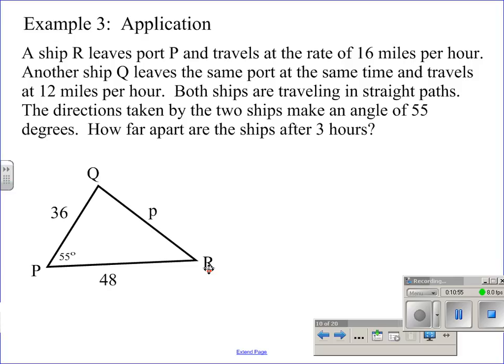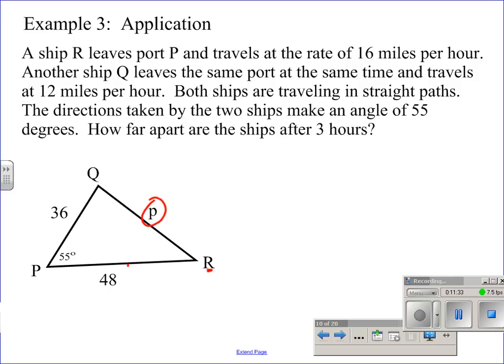So I gave you a little more information here in this diagram, but if you're traveling at 16 miles per hour here, and it's going to tell you in just a few minutes that you're traveling for 3 hours, then 3 times the 16 is going to give you 48, and another traveling at 12 miles per hour, and that's how I get the 36 here in my diagram. Okay, so it tells us that the directions taken by the two ships makes an angle of 55 degrees. You can see that. And how far apart are the ships after 3 hours? So basically what we're trying to find is P.